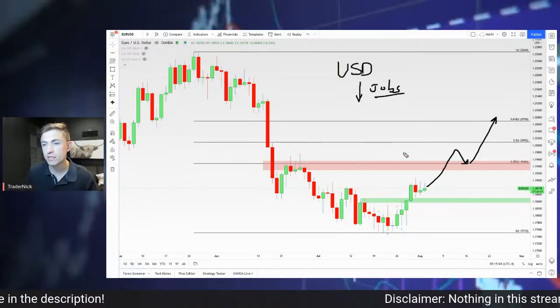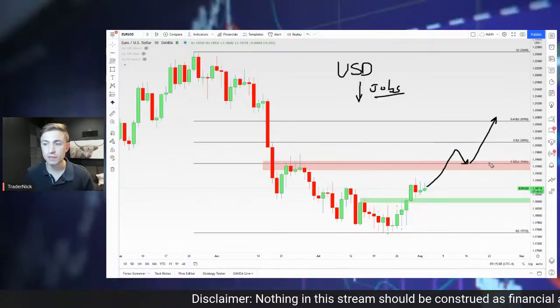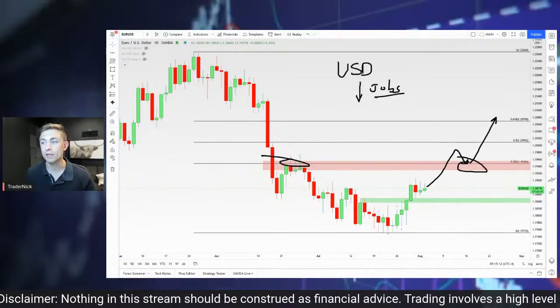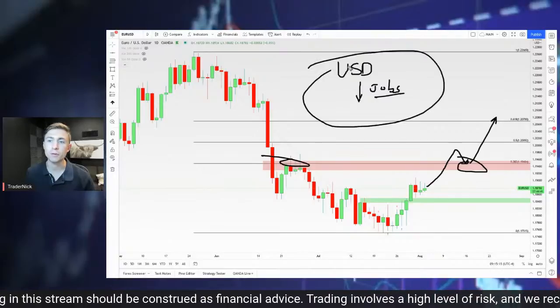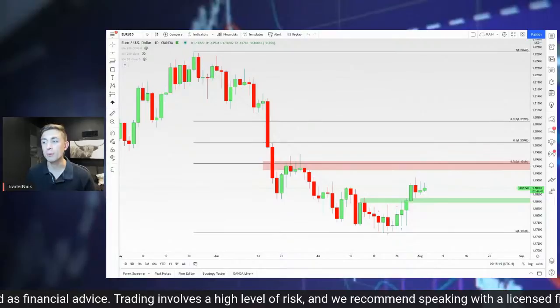But if you do see jobs numbers come out really poor or really negative for the dollar, this would be, to me, a key spot to watch for potential breakouts. Like I said, that would be off of very bearish weak dollar or US job numbers to consider.